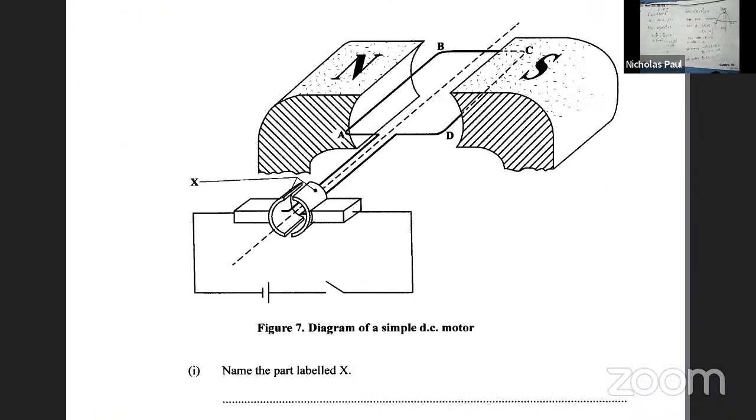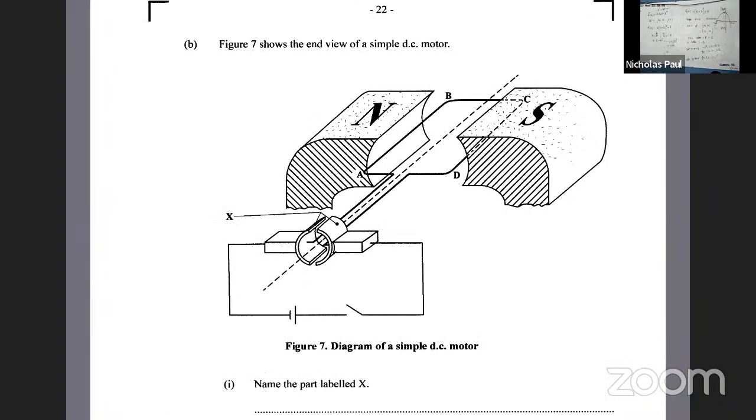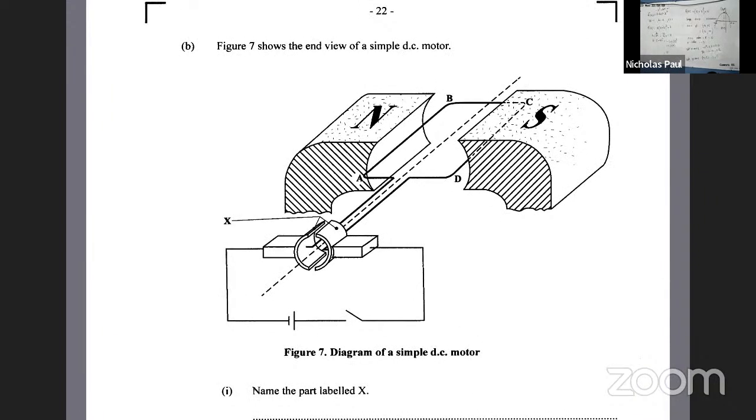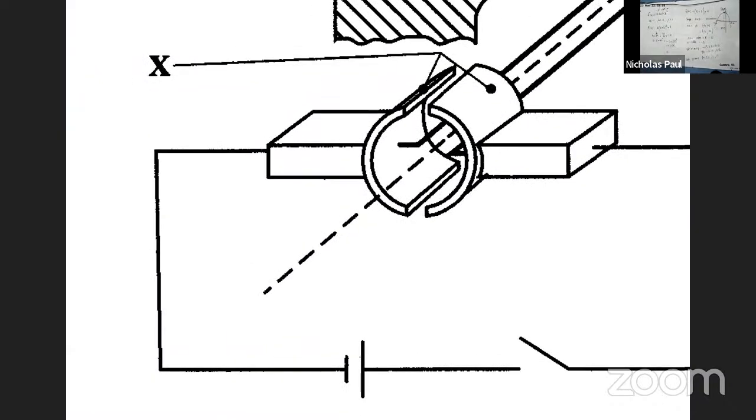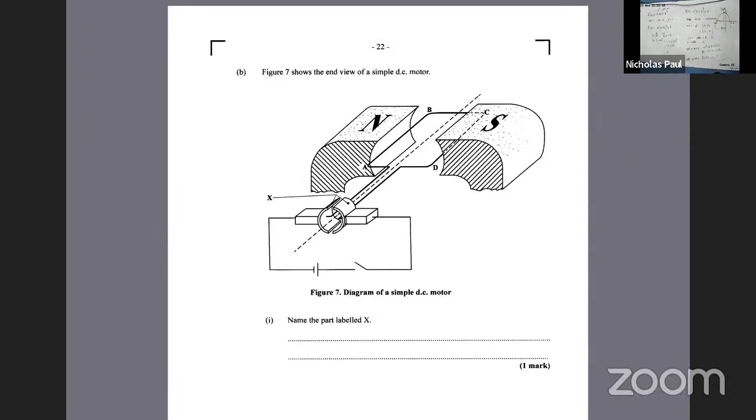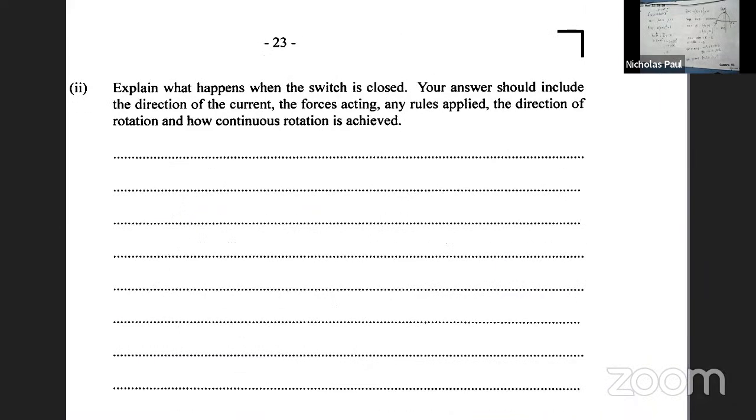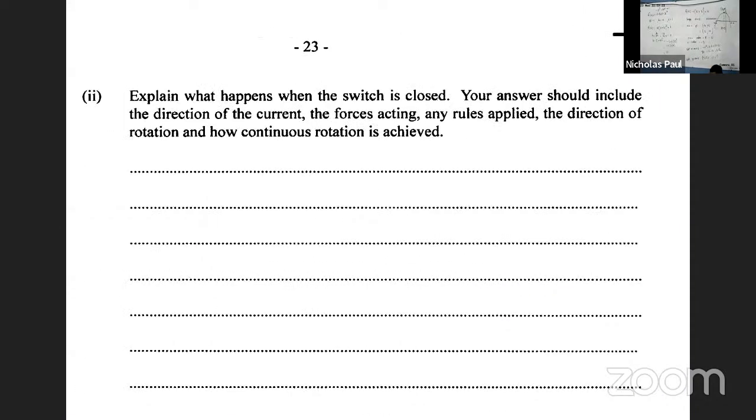Label X in the motor. X is what? X is the split rings, right? Split rings. Good. Explain when the switch is closed, how it will work.